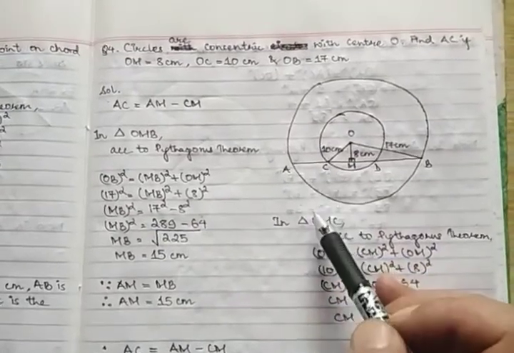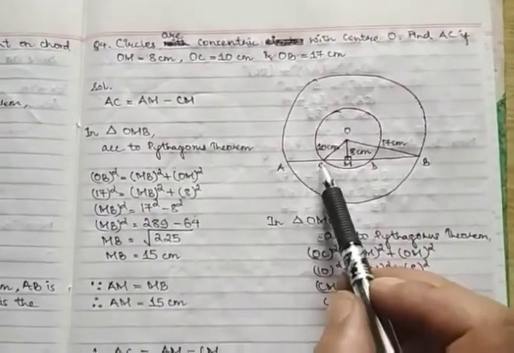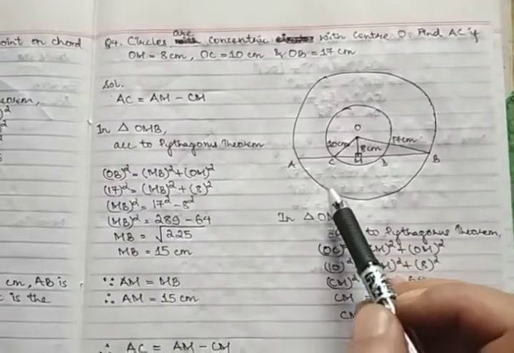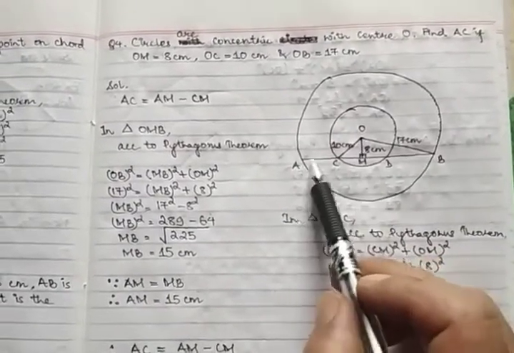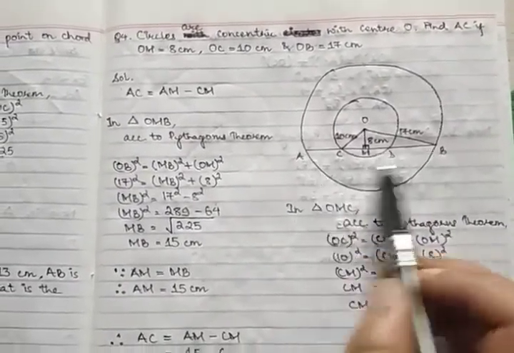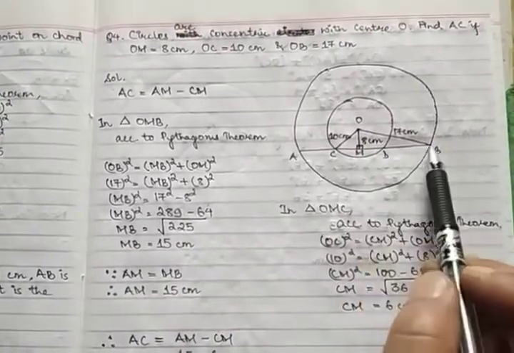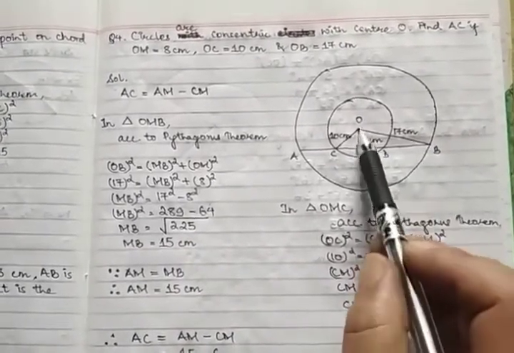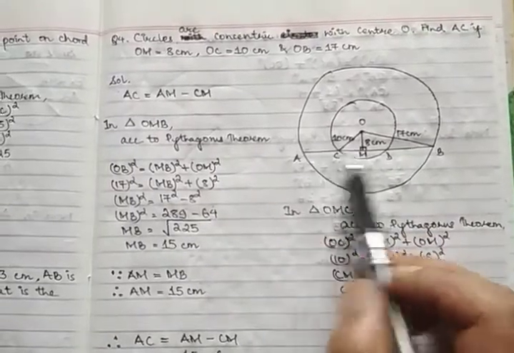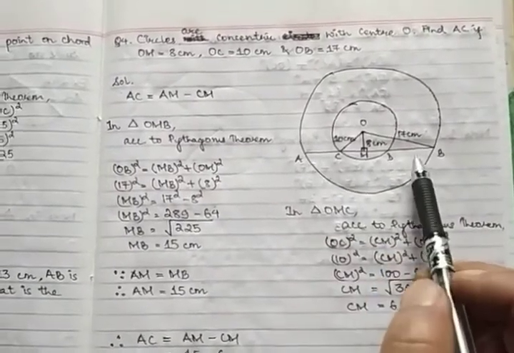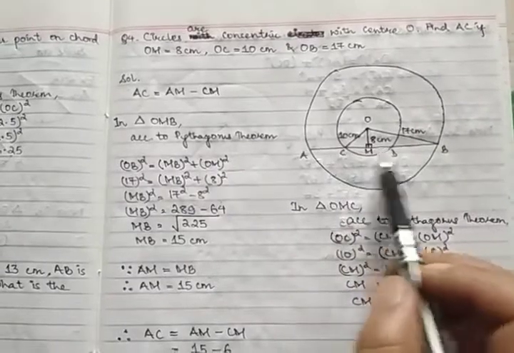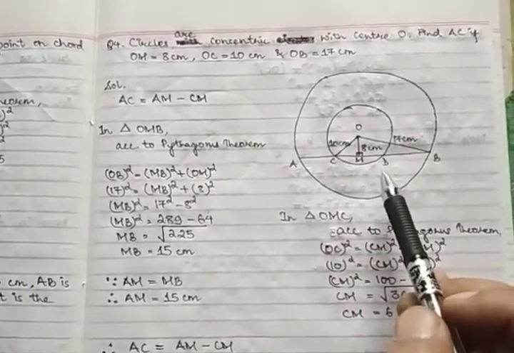Now see, in order to find this distance, how will you find this distance? First of all, let's see. So for the bigger chord, suppose I have taken triangle OMB, because I know that this line is perpendicular, that means for the bigger circle, the bigger chord as well is also divided into two equal halves, isn't it?